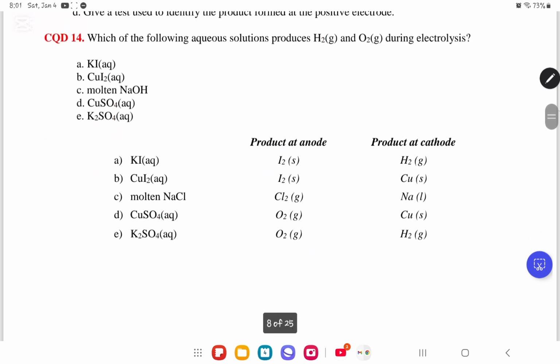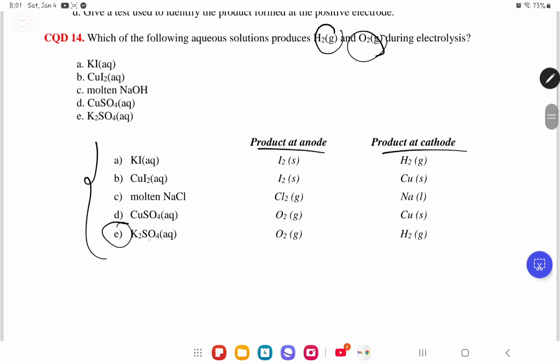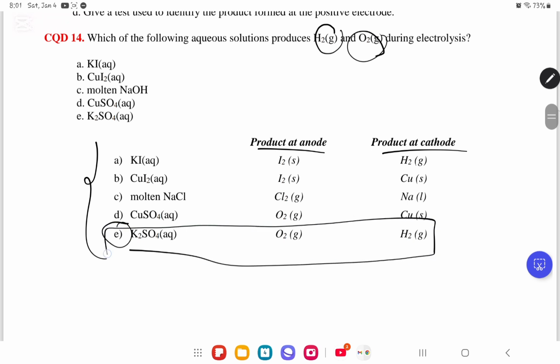CQD number 14. Which of the following aqueous solutions produces H2 gas and O2 during electrolysis? Here they gave us, I don't know by accident or on purpose, what each one forms at the anode and the cathode. So they're telling us which one forms H2 and O2. Let us find. It is actually only E. It's the only one that forms H2 and O2.